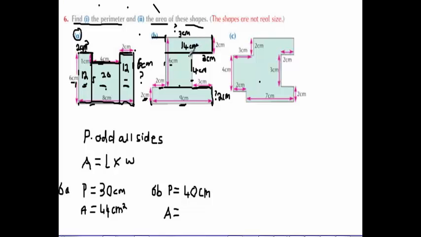Now I need to find out the value of this shape here, which looks like a square, but we can't be fully certain yet, so we'll just try and see what we can find out. So we found out this line here, which is 4 centimeters, and then we need to find out the value of the distance of this line here.